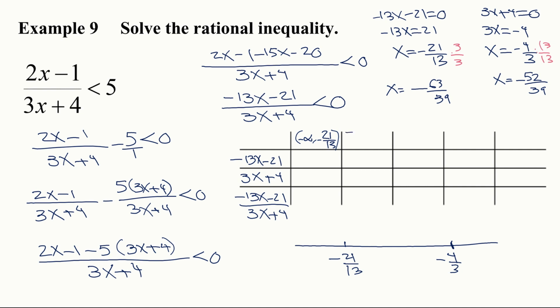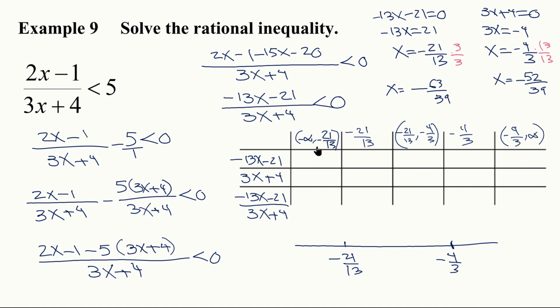And then negative 21 over 13 itself. And then everything between these two. And then negative 4/3 itself. And then everything to the right of negative 4/3. So negative 4/3 comma infinity.